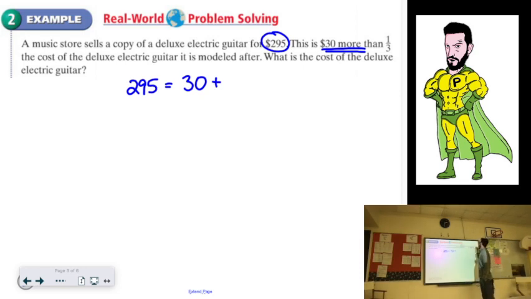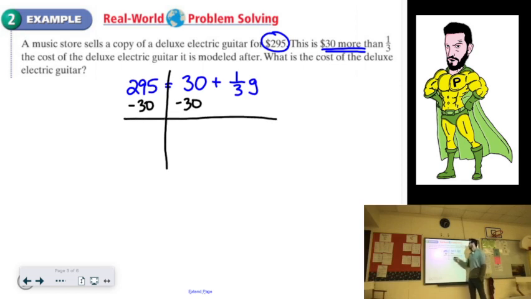Then it says 1/3 of the cost of the regular guitar. So 1/3 of the cost we're going to say is 1/3 times G. We'll use G for the guitar. So we have the 1/3 of the cost and then the $30 extra. So if we balance it out, we'll get rid of the 30. We can subtract it from both sides to get rid of it. It'll give us $265. That's going to be 1/3 of the cost of the Deluxe Primo Edition.